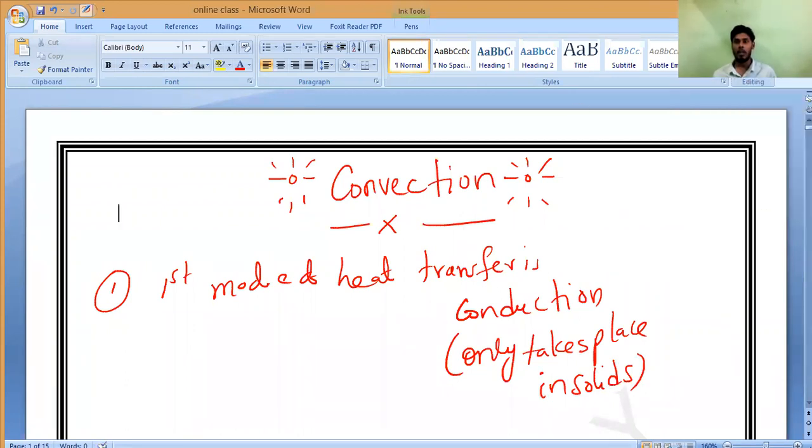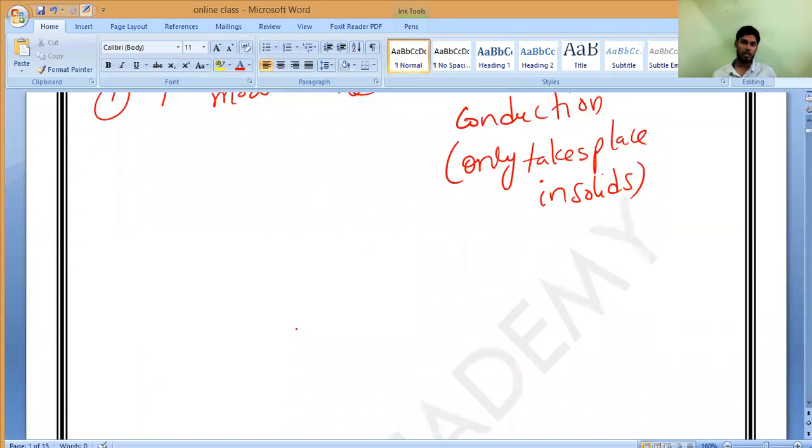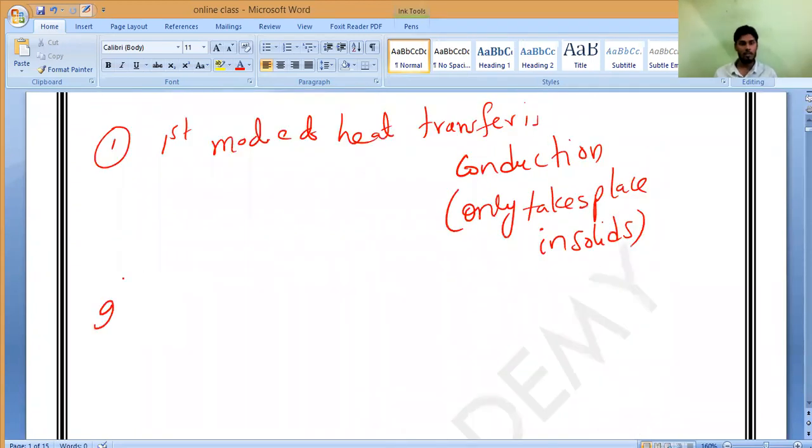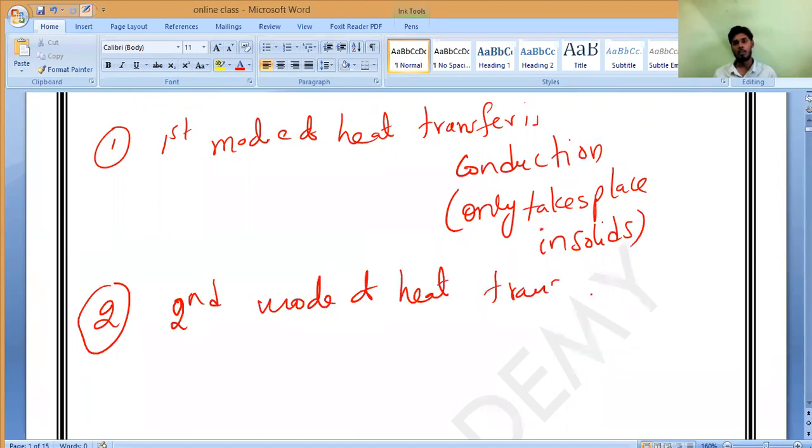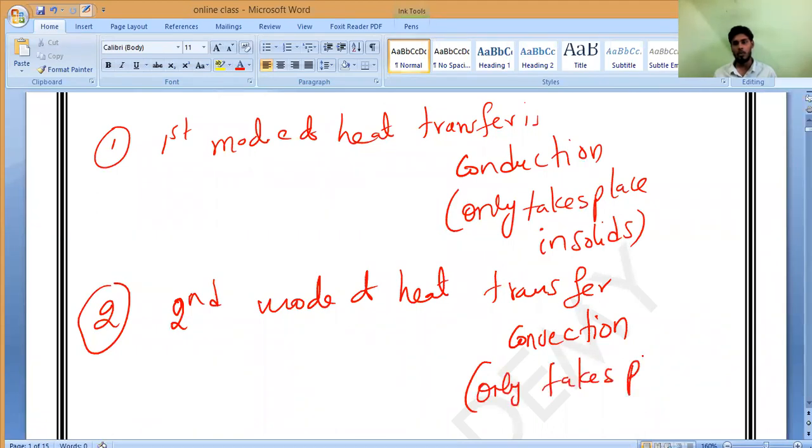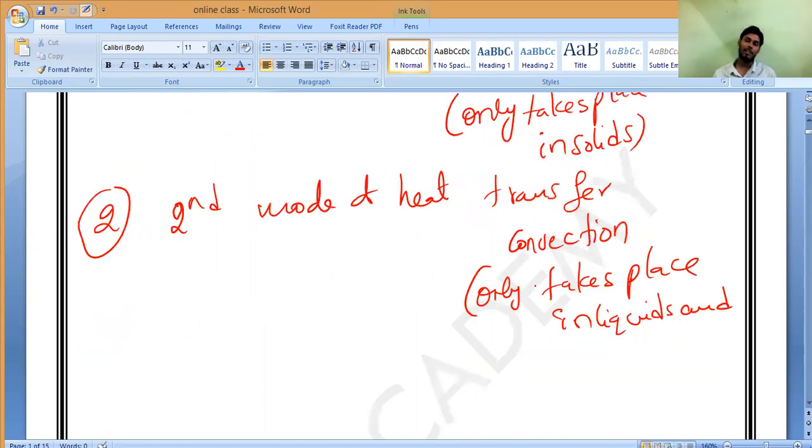So next, we are going to study the second mode of heat transfer, which we call convection. Convection takes place in liquids and gases both. That is why it takes place in liquids and gases. So this is called convection.